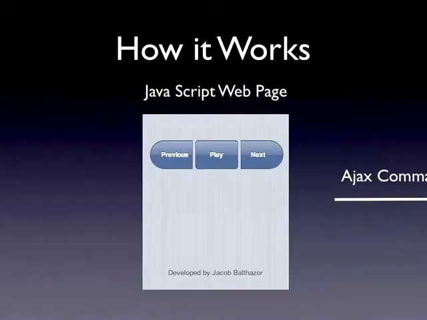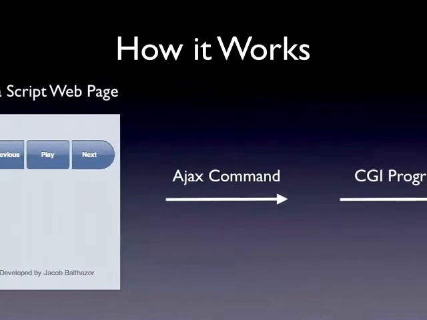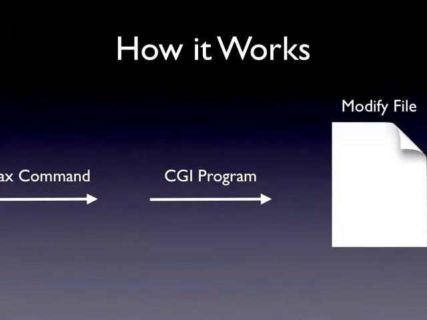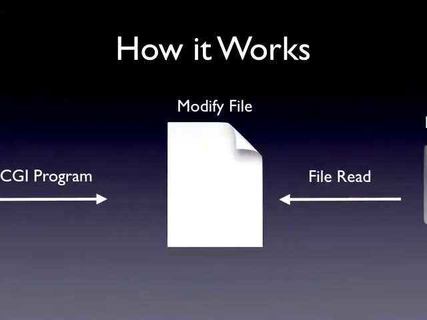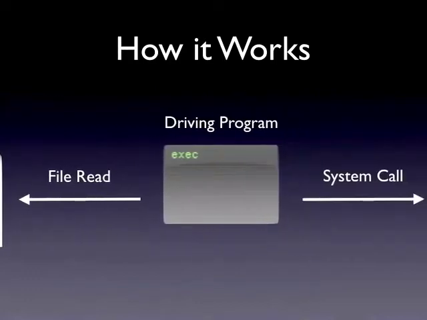Let's start with the web interface. This is a web page written with the help of Apple's Dashcode development environment. It contains just 3 simple buttons. Each of these buttons, when pressed, executes an AJAX command. This AJAX command goes in the background and sends information of which button was pushed to a CGI program written in C. This CGI program then in turn modifies a text file with the command pressed. This text file is then read by the driving program.